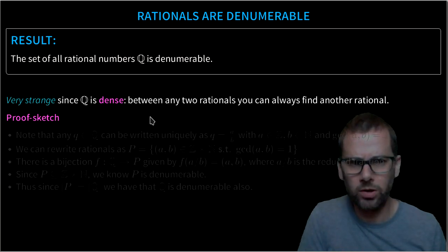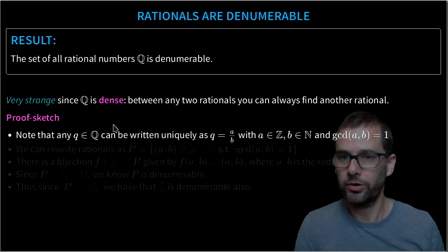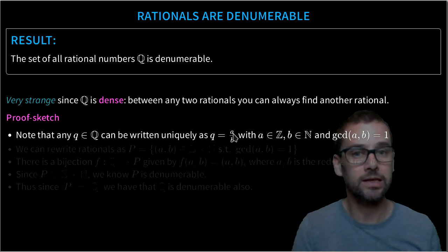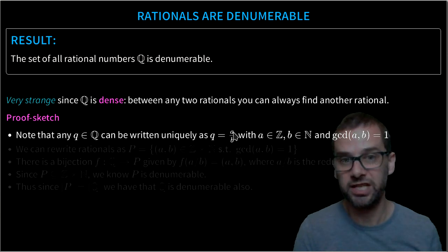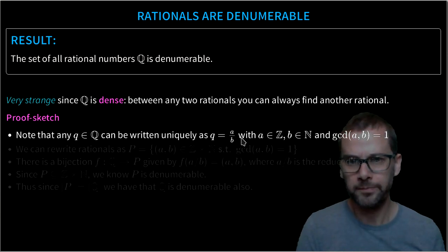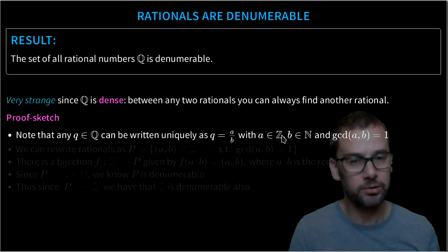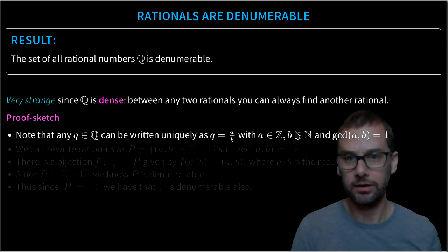So to see how this works, let me get my tablet working here. Note that any element of Q can be written uniquely as a divided by b, with a in Z and b in N, and this fraction reduced as much as possible. So the GCD between a and b is 1. So any common factors have been removed. So any rational number can be written uniquely like this, where the numerator is in Z and the denominator in N, and the GCD of those things is 1.